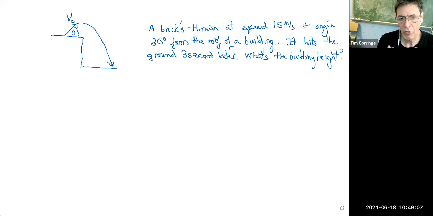It takes 3 seconds to hit the ground. And based on that information, we're asked to figure out the height of the chemistry physics building. And so that's my goal. This is an example of projectile motion. If I was to go about solving this problem, I'd start by drawing a sketch of the situation.